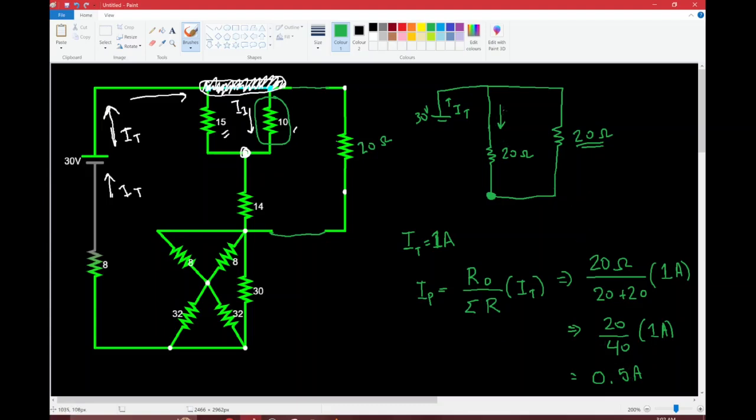So that means that over here we had 1 amp moving down, and half of that amp goes down this way, and half of that amp goes down that way. And that's kind of what you would expect, right? Because both the paths have the exact same resistance.